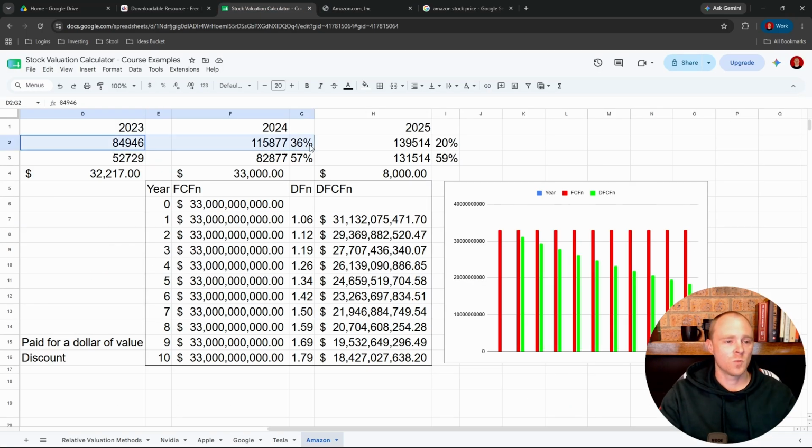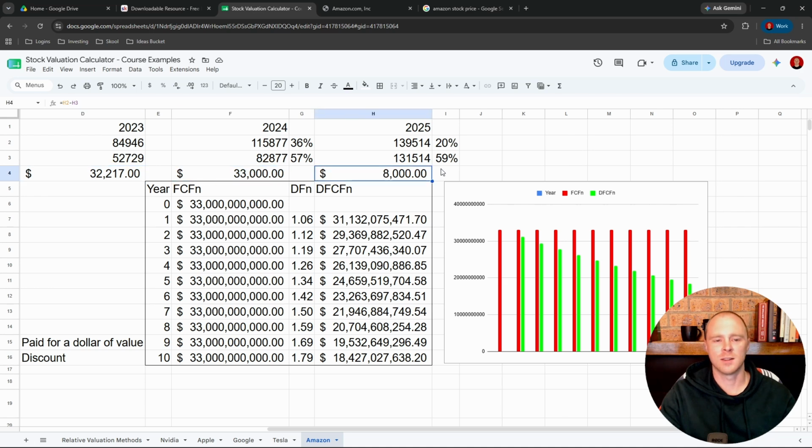So let's have a look. Here we've got the net cash flow coming in. We can see that's increased 36% and 20% over those 2 years. And then we can see that we've got our costs here, which have increased 57% and then 59%. And then our free cash flow is 32 billion, 33 billion, and then 8 billion in the most recent year. So we can see that there's definitely been a race from the business to spend more money on building out the infrastructure.